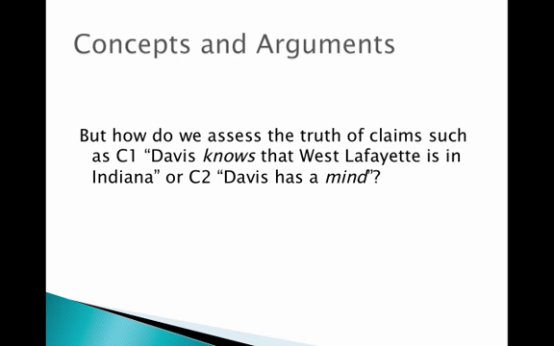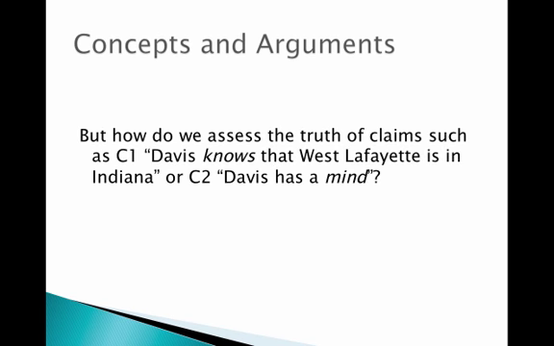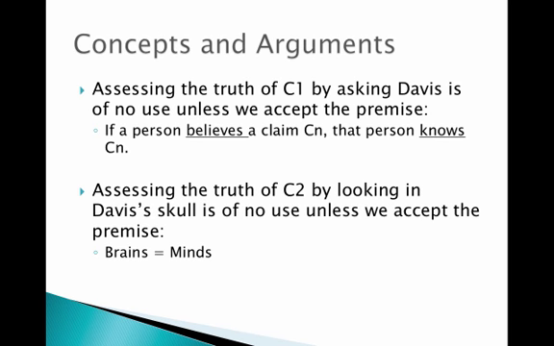This is where it gets interesting. Let's look at claim 1, the claim that I know West Lafayette's in Indiana. Assessing the truth of this by asking me is of no use, unless you accept the premise that if a person believes a claim, that person knows the claim. And assessing the truth of the second claim, that Davis has a mind, is of no use by opening up my skull, which is how you'd assess whether or not I have a brain, unless you accept the premise that brains are identical to minds, that they're the same thing.